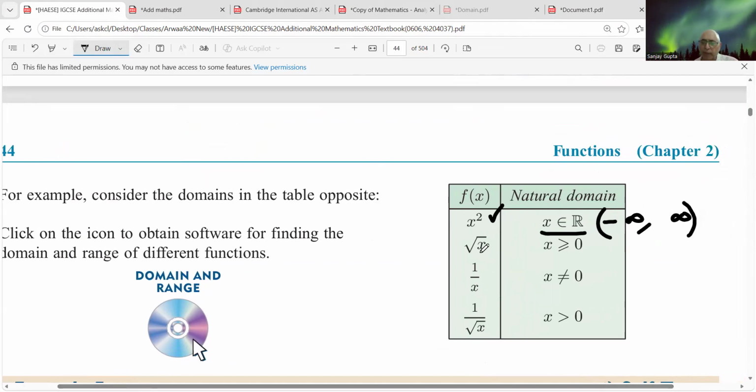For the square root of x, the square root can only be taken for positive values of x or 0. So we can't input negative values into a function which is f(x) equal to root x.